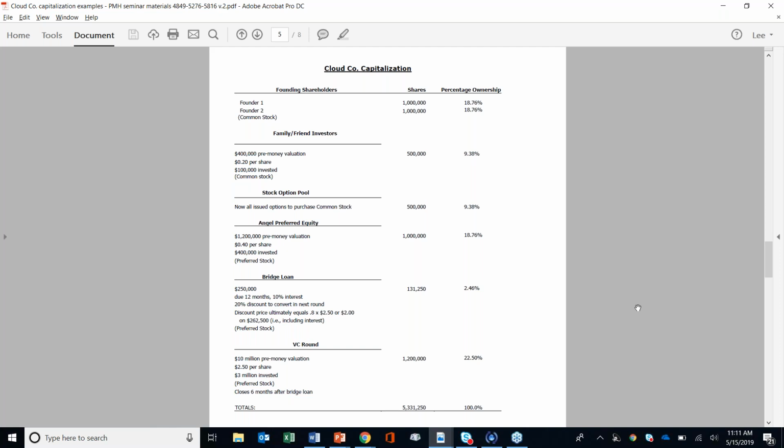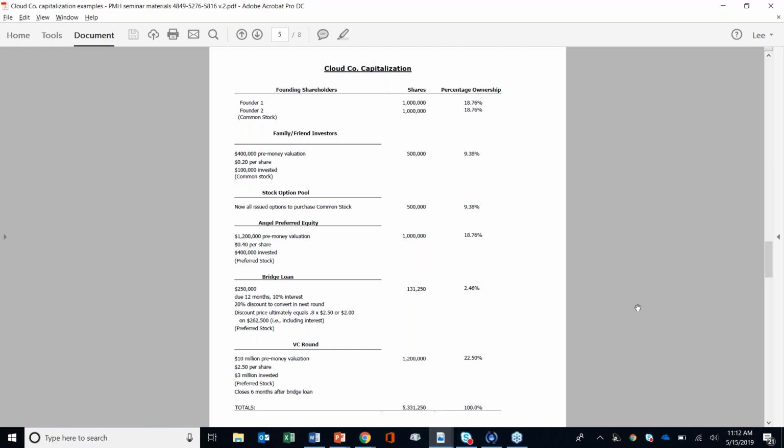So the bridge loan is sitting there, and you can see the company 6 months after the close of the bridge loan successfully has raised a VC round. And you can see that round is raised at a pre-money valuation of $10 million. So in this situation, you can see there's been a significant increase in value over the angel preferred equity that was at a valuation of $1.2 million. So as a result of that, it has less of a dilutive effect on everybody, but there's a lot more money being raised in this round.